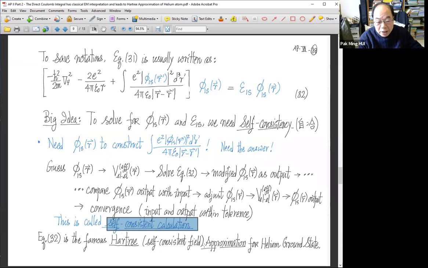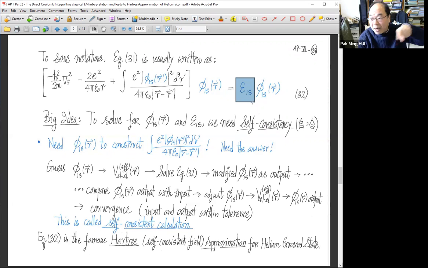Okay, so in doing this calculation iteratively, at the end, when the inputs equal the outputs, of course, automatically you also get an epsilon 1s. So after many loops, you can solve for this phi 1s and epsilon 1s.